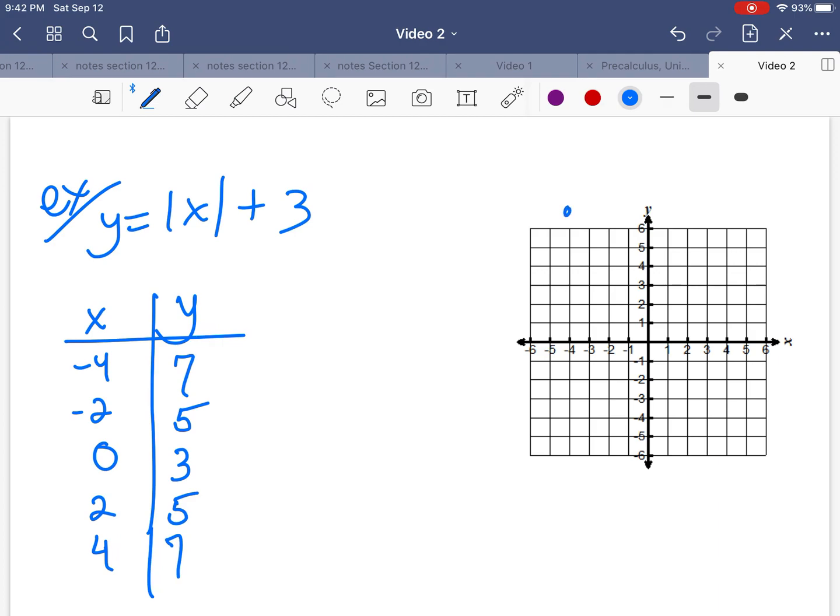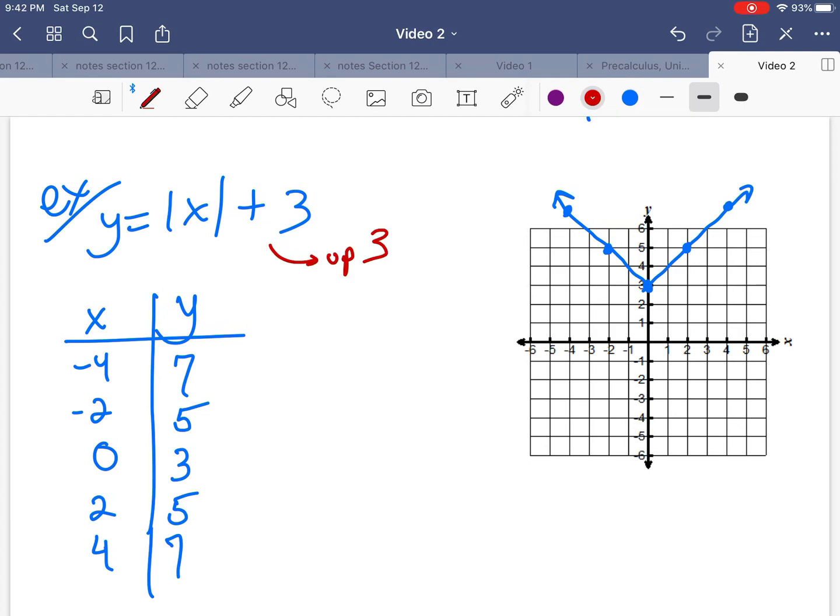Oops, a little bit off my graph, so I'm going to go up here. -2, 5. Okay, then 0, 3. Then 2, 5. And 4, 7. All right, so look at that. Look what happened to my parent function. When I added a number on the outside, it moved me up 3, or up that amount.